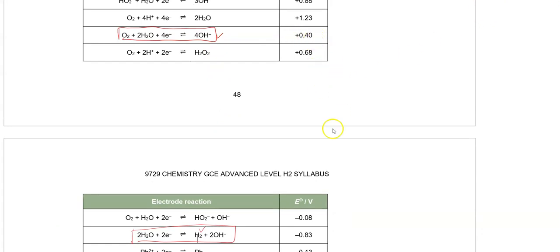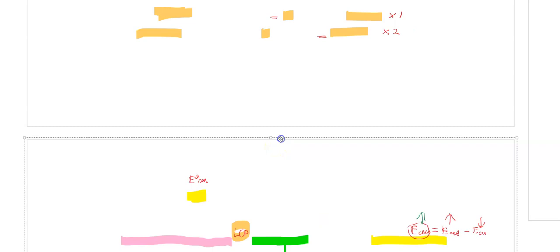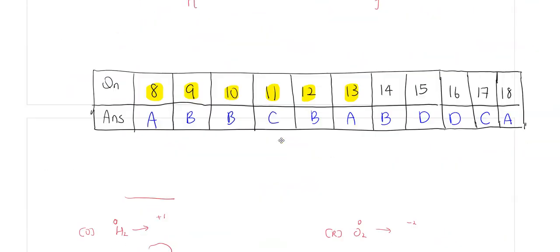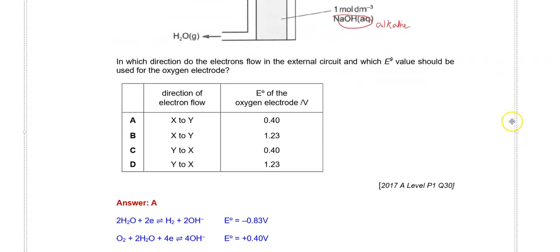+0.4 and -0.83. In this case, we have oxygen gas and hydrogen gas. So this is your E naught ox, this is your E naught reduction. So 0.4 minus -0.83, you get positive 1.23 volts. So the E naught of the oxygen electrode, in this case, will be 0.40 volts.